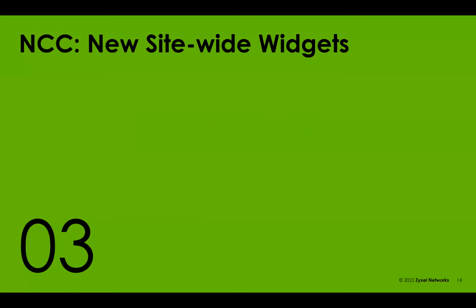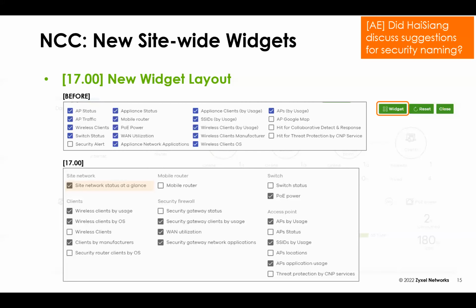Now let's talk about some new site-wide widgets. Before the update, anytime you wanted to add or modify any of your widgets, everything was just kind of ungrouped. Everything was just laid out in front of you. They have the different types of widgets that you can make visible or hide. But now what we've done is we've taken all of those widgets and we've grouped them together. So now we have our site network, our clients, our mobile router, security firewall, switch, and access points. And within those categories, you can choose which things you would like to make visible on the main menu as a widget.